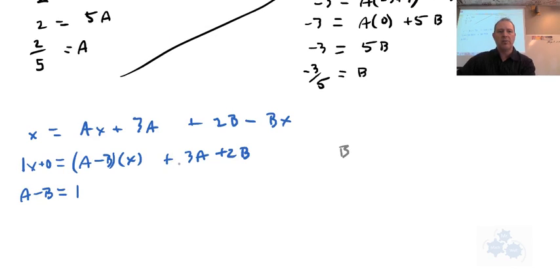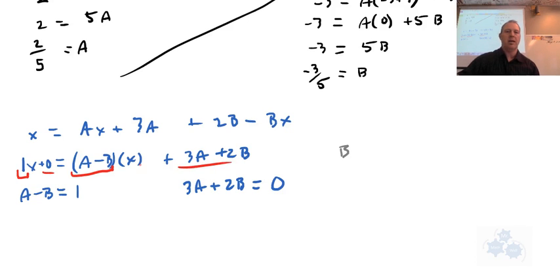Okay. And then over here you've got what? 3a plus 2b equals 0. So again, we've got the coefficient of the x term, which over here has to equal 1, and then the constant has to equal 0.